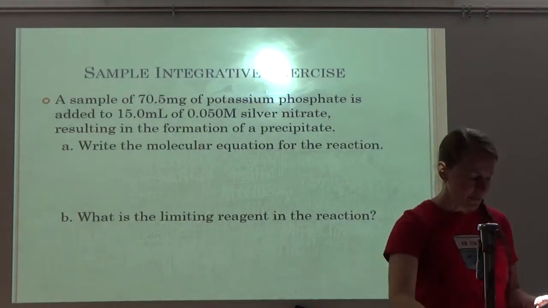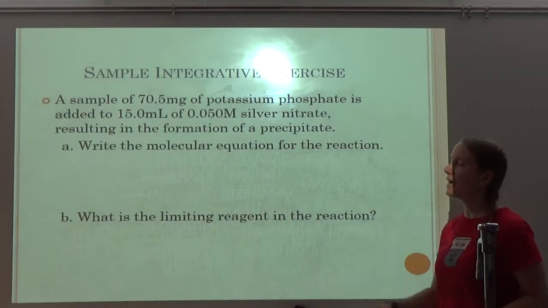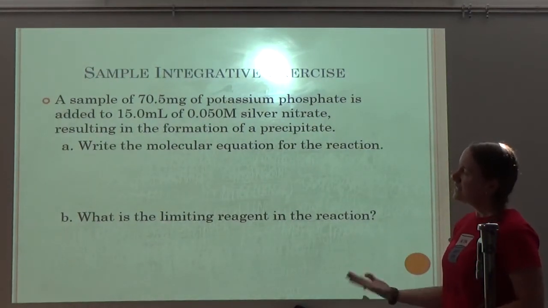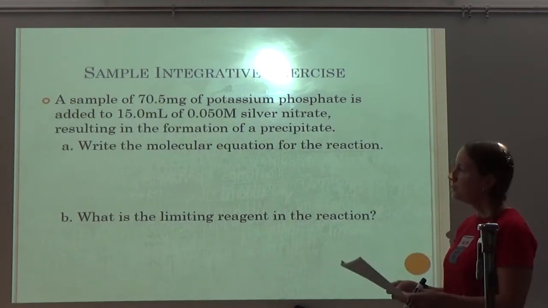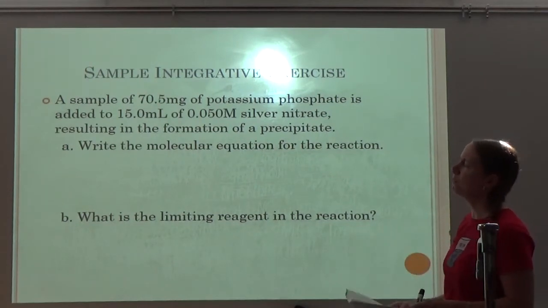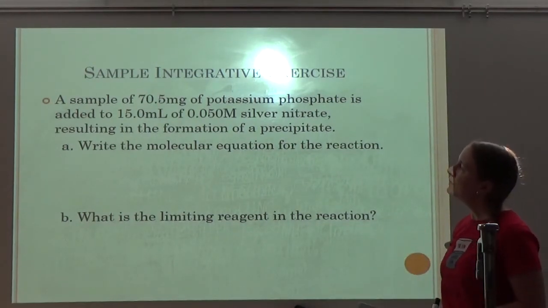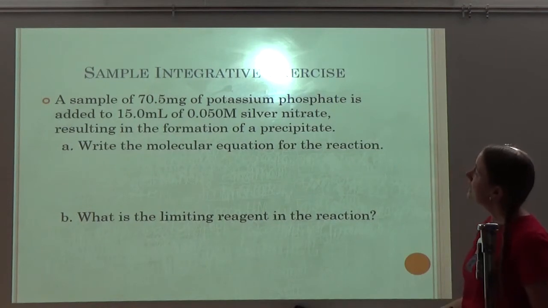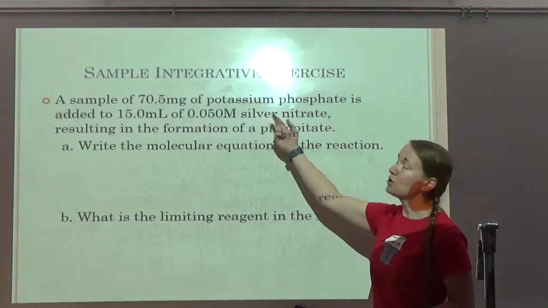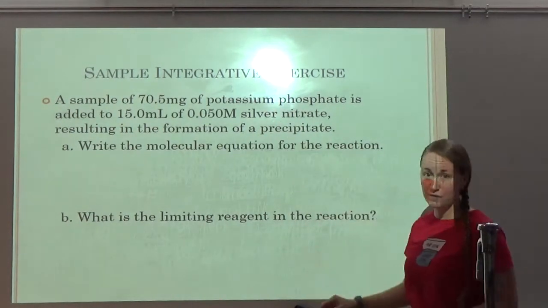All right, so sample integrative exercise. This is where we start pulling things together from different chapters. It says there's part A, B, and C, so I may need some of this information on part C. We'll see what happens. It says a sample of 70.5 milligrams of potassium phosphate is added to 15 milliliters of 0.05 molar silver nitrate, resulting in the formation of a precipitate. In other words, we are mixing potassium phosphate with silver nitrate, so our precipitate should be silver phosphate.